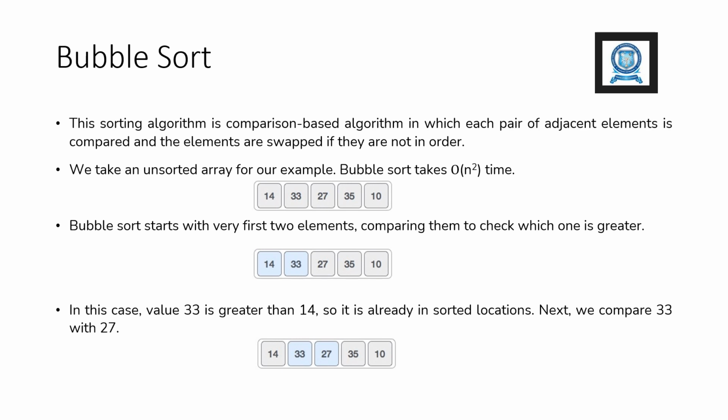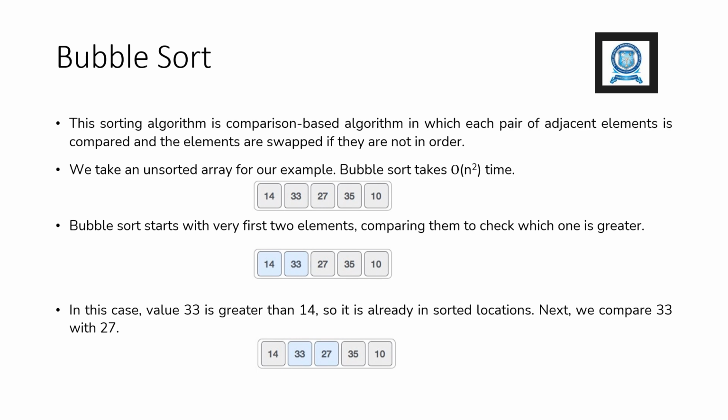First, bubble sort. This sorting algorithm is a comparison based algorithm in which each pair of adjacent elements is compared and the elements are swapped if they are not in order. We take an unsorted array for our example. Bubble sort takes O of n squared time. Bubble sort starts with very first two elements, comparing them to check which one is greater.